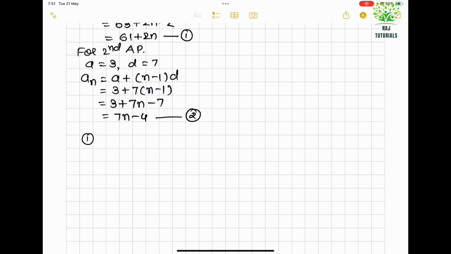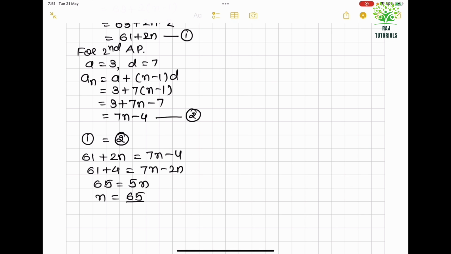But he is saying that 1 and 2 are equal for what value? So let us check. So 61 plus 2n equal to 7n minus 4. So now like terms I am taking on one side. So 61 plus 4 equal to 7n minus 2n. So 65 equal to 5n. So n equal to 65 by 5. So therefore n equal to 13. So the 13th term is such which is same in both of them.